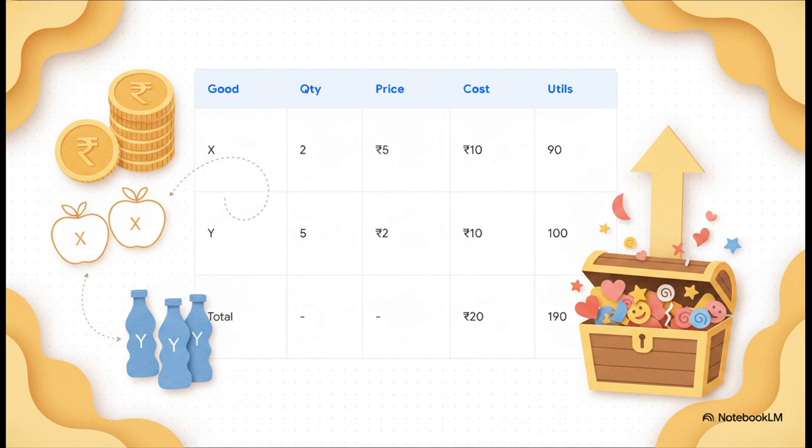And this brilliantly illustrates how testing different combinations under a strict 20 rupee budget proves our point. You could spend it all on good X, all on good Y, or a mix. But by finding where the marginal utility divided by price is equal for both, we find the sweet spot. Exactly 2 units of X for 10 rupees and 5 units of Y for another 10 rupees drains your budget perfectly while generating a massive 190 utils of total satisfaction. Any other combo for 20 rupees would yield less total joy.